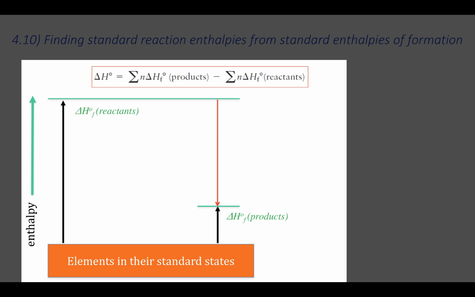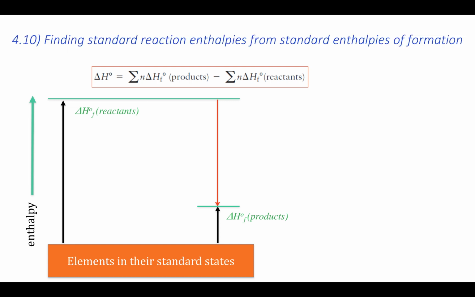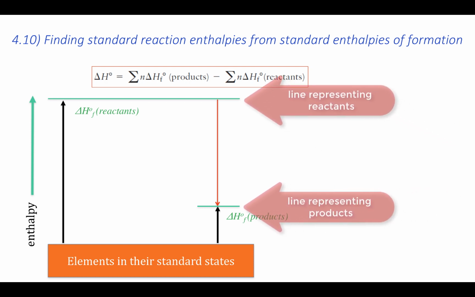Let's say we have a reaction in which hypothetical reactants are converted into hypothetical products, and let's say we know the standard enthalpy of formation of these reactants and products, which is indicated here by the height of these lines above a bar representing the constituent elements in their standard state.